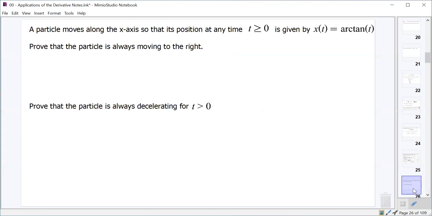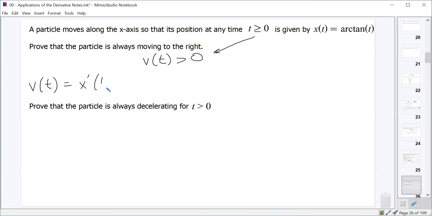Our next problem here has another particle. This one's again moving along the x-axis with position at any time t greater than or equal to 0 given by position function x of t equal to the arctangent of t. And the first part asks us to prove that this particle is always moving to the right. Well, if the particle is always moving to the right, that means that the velocity of the particle must always be positive. So we need to prove that for t greater than or equal to 0, v of t is always greater than 0, which means we need to find v of t.